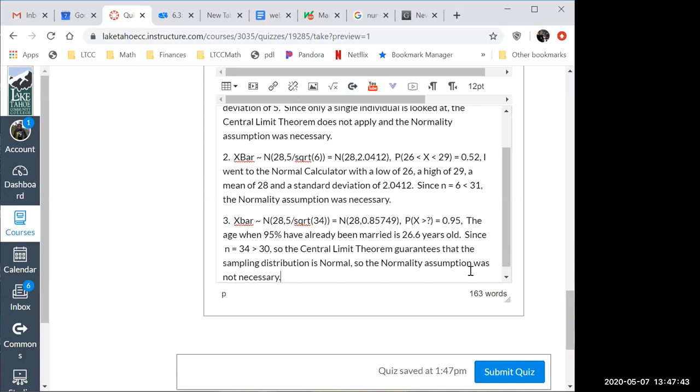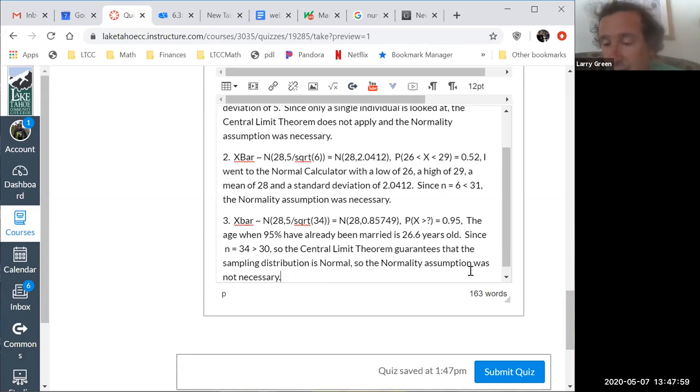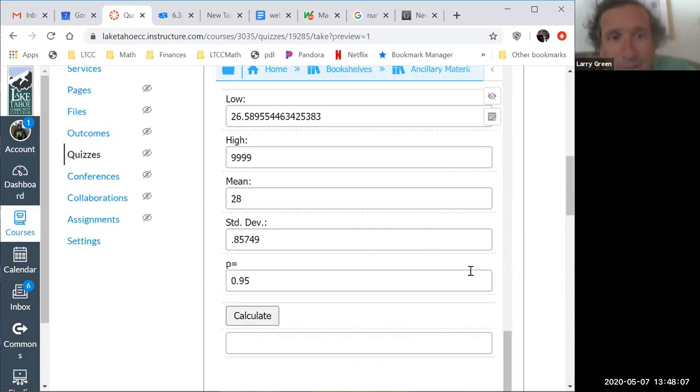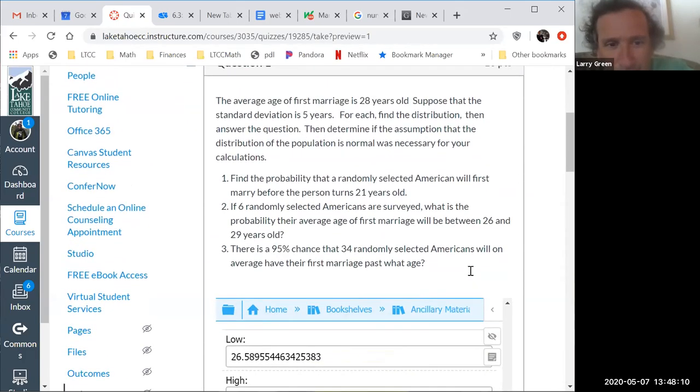Yeah, quick question. I'm just trying to figure out how 26 would be like 95% when that's less than the mean. Right, so it's less than the mean. Let me double check this. Maybe I did it wrong. Let me read the wording. There's a 95% chance that 34 randomly selected Americans will on average have their first marriage past what age? So the idea here, yeah, it is right.